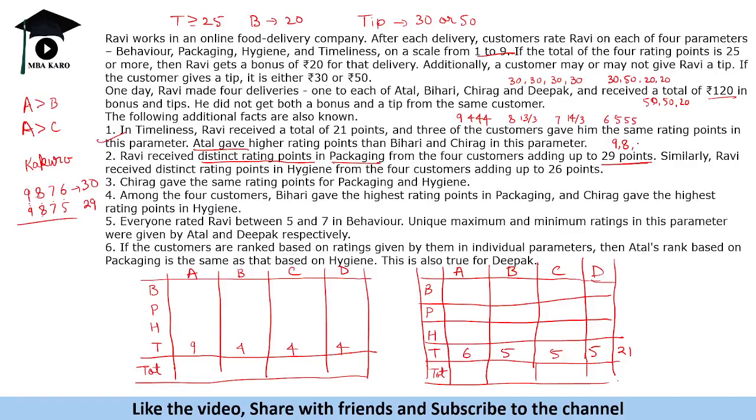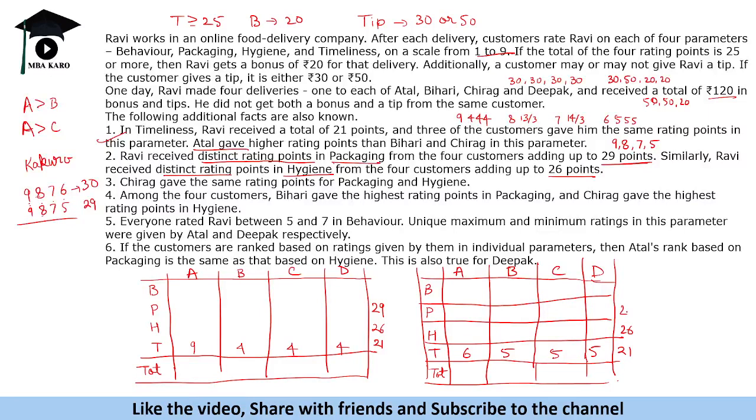Now, if someone plays Kakuro, they would know this instantly, right? For example, I knew that fact, so it did not take any time for me to think. Within 5 seconds, I wrote that these are the pointers. Similarly, Ravi received distinct rating points in hygiene, adding up to 26. So in hygiene the total is 26 and in packaging it is 29.